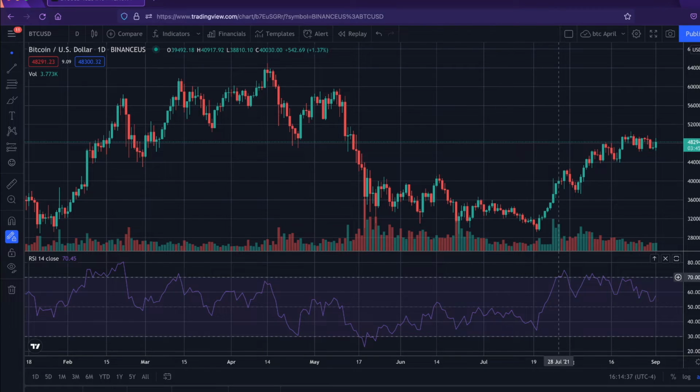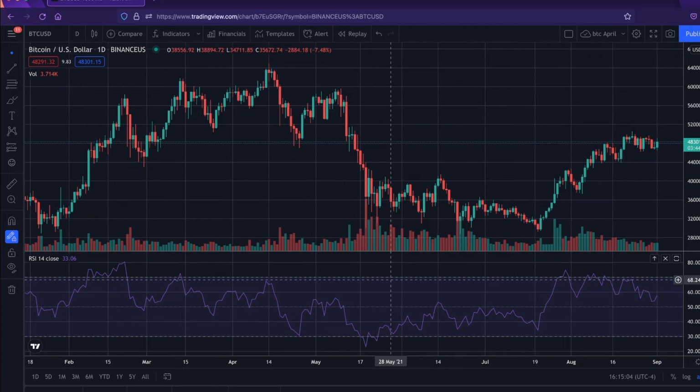If the RSI is below the 30 range in this purple area, that means you should probably buy because the market is oversold. And if the RSI is above the 70 range, you might want to look at selling, or at least keep an eye on the market because the market may be overbought.